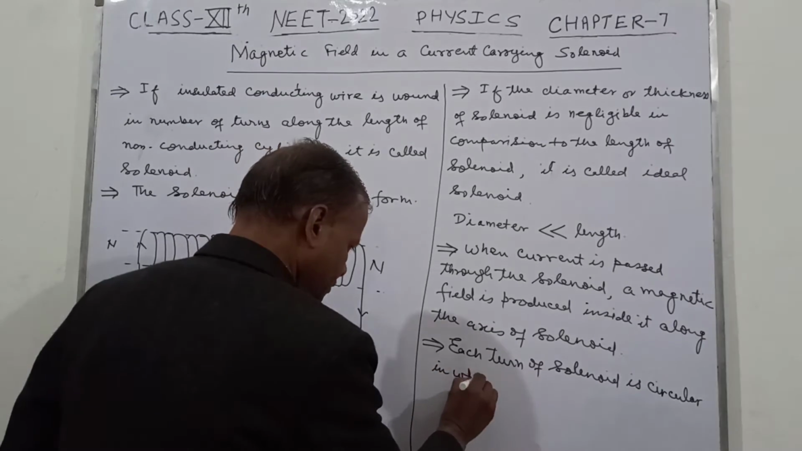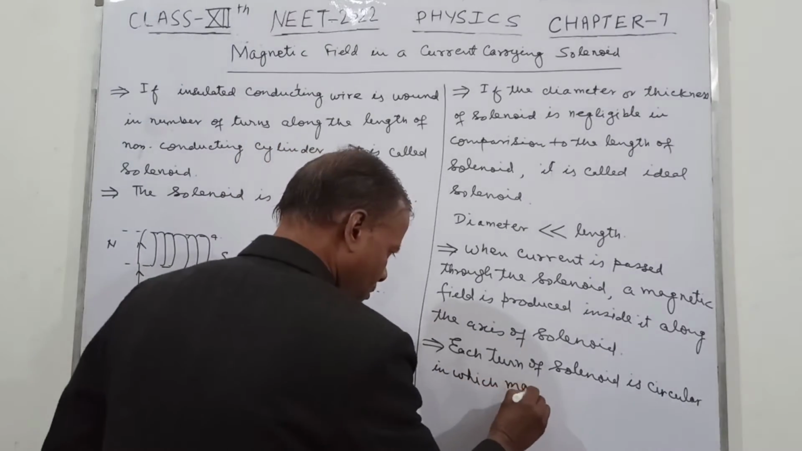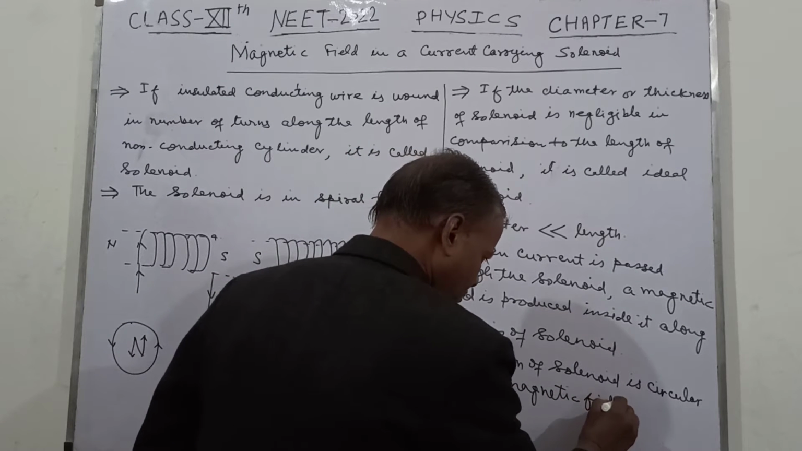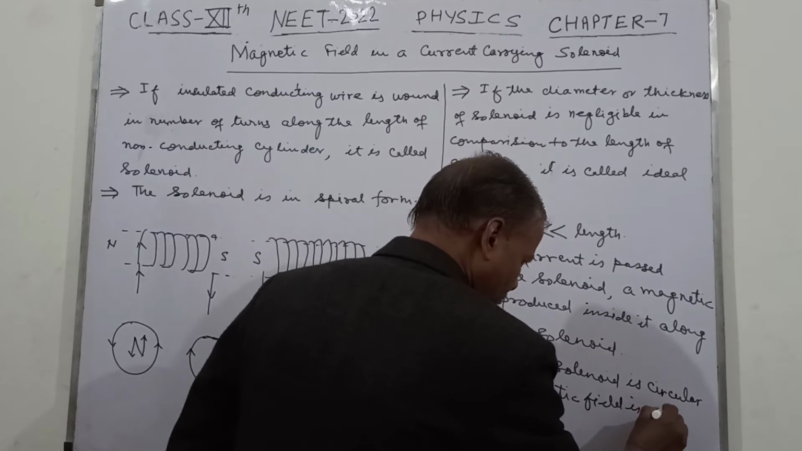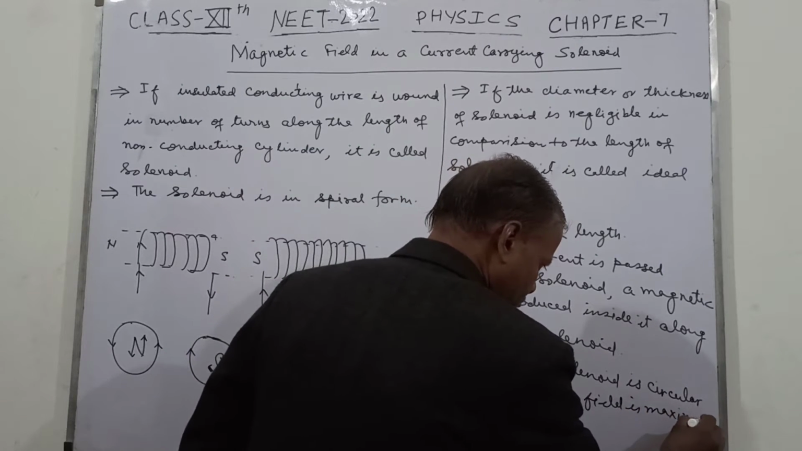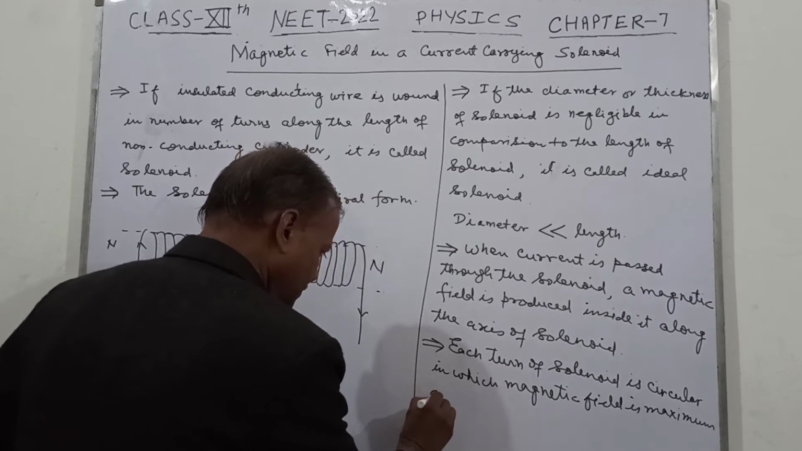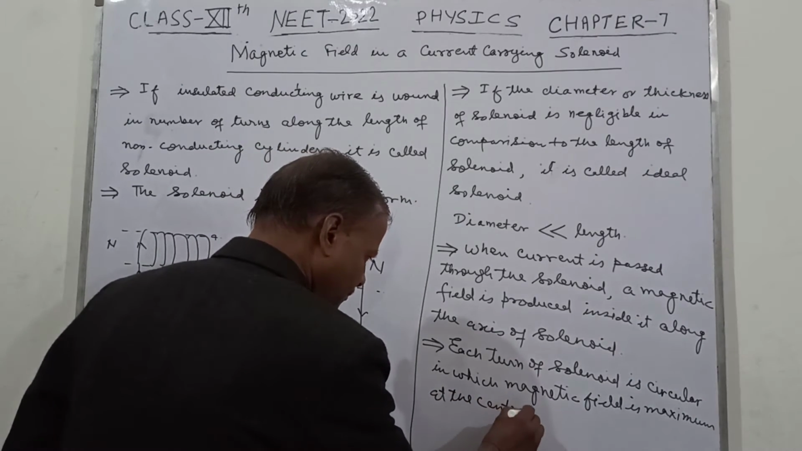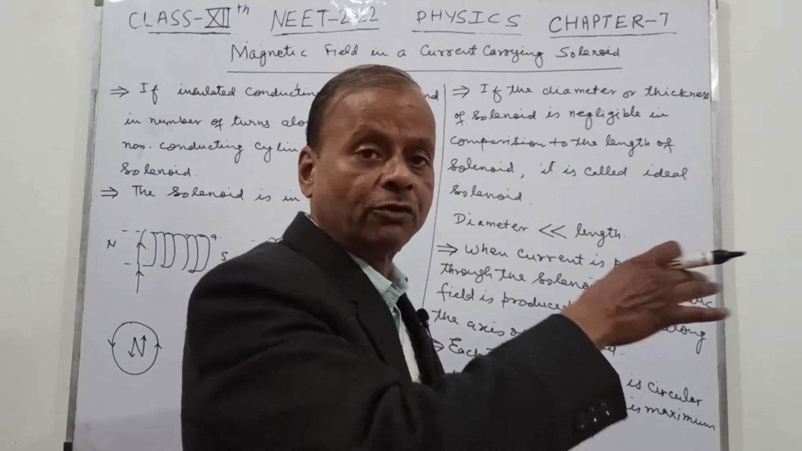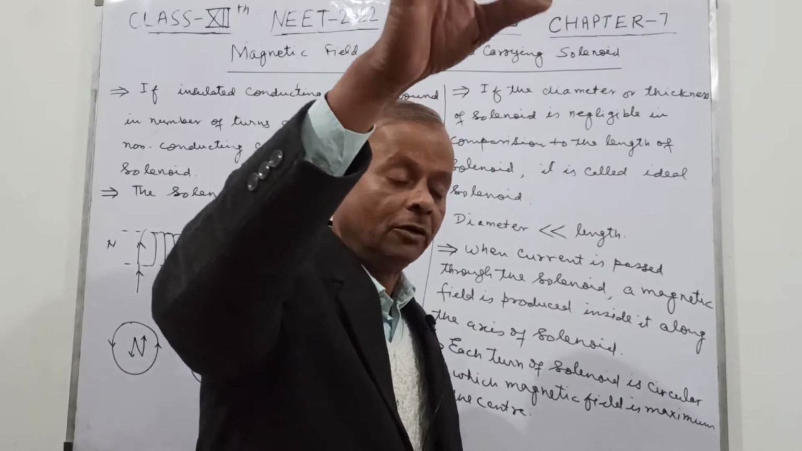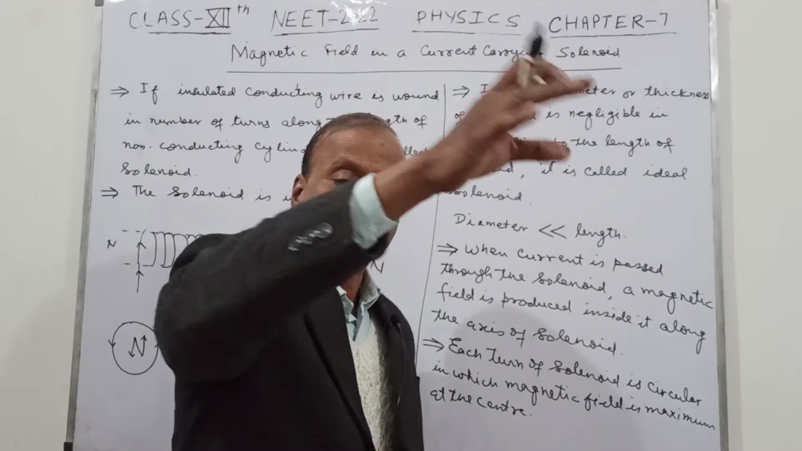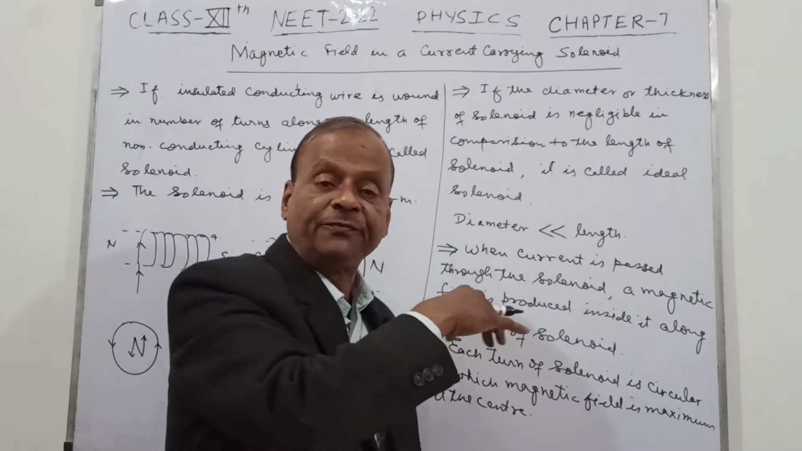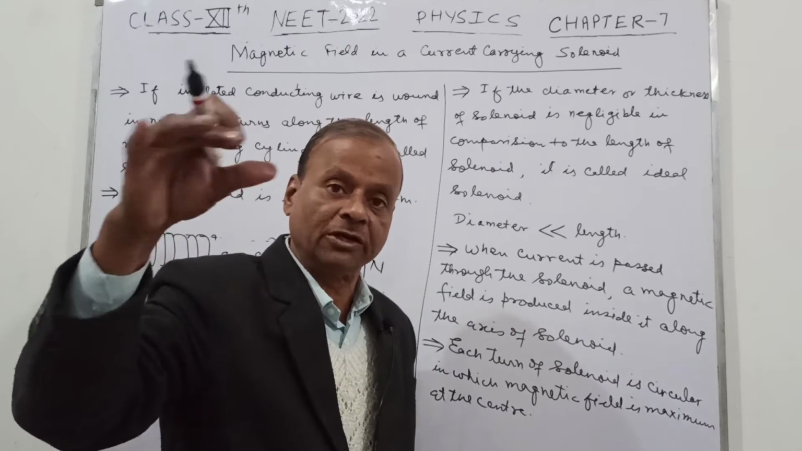In which the magnetic field is maximum at the center. So just you join all the centers of the solenoid of this circular turn, that will make the axis of the solenoid, and in that case the magnetic field will be along the axis of the solenoid.